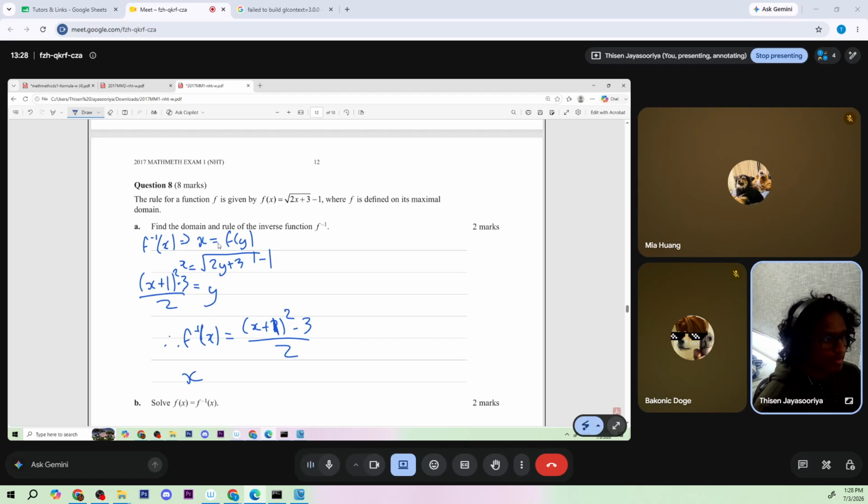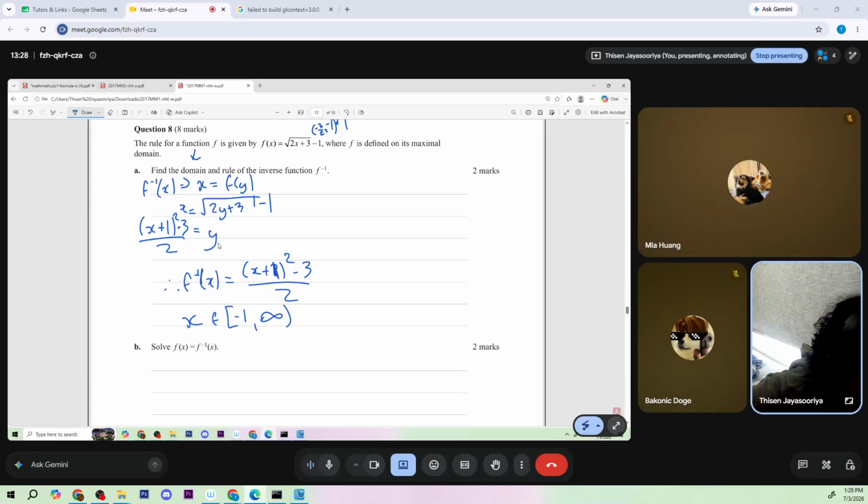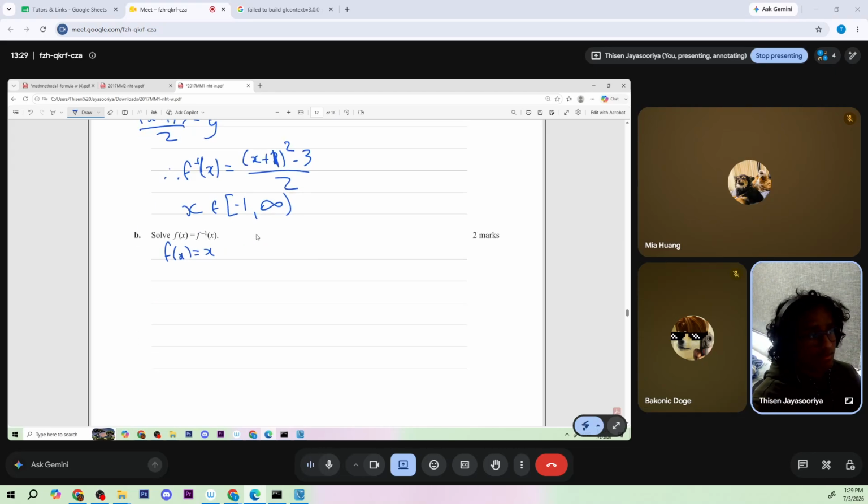And here, the domain of this function, if I sketch this one, it's going to look something like this, where it starts at (negative 3 over 2, negative 1). The domain of this one is going to be negative 1 to infinity, because the range of the original is the domain of the inverse, yeah? Here, if I want to solve this equation, what I can simply do is f of x equals x, because they have to intercept on the line y equals x.